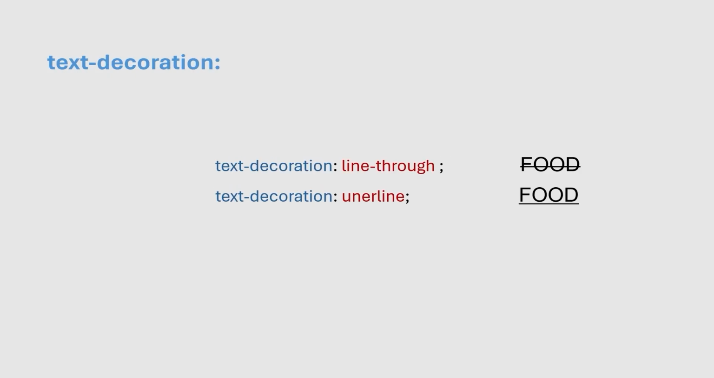Now the last one, text decoration. It is used to decorate our text with lines. Based on the value, the line will decorate the text. If we give line-through as the value, it will pass through the text. When we give underline, it will underline the text. Now let's apply all these properties in the code.